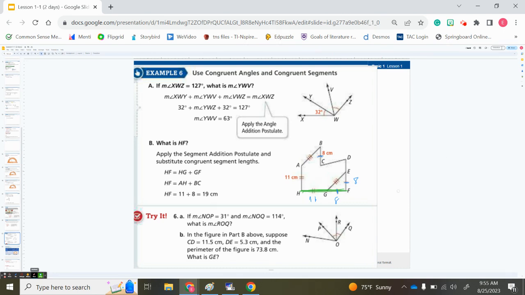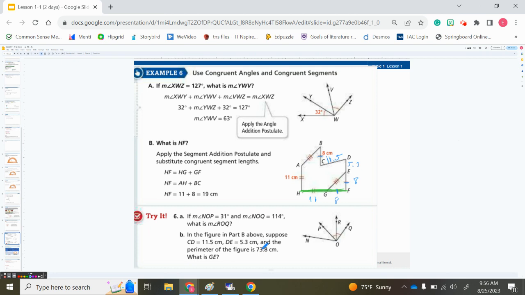All right. I'm going to talk about B first, only because I think that was the trickiest. They want you to still use the figure in part B above. So I want you to look at this again. Suppose CD equals 11.5. So I'm going to add that in. So CD is 11.5. DE is 5.3. So this guy right here is 5.3. And the perimeter of the figure is 73.8.